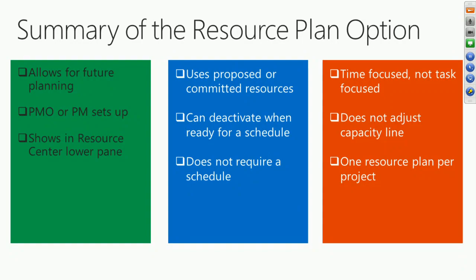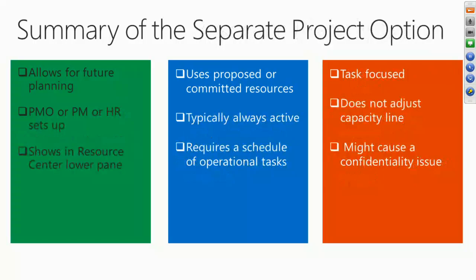So the resource plan option, here's a quick summary slide. Remember, this one is time-focused. That is a big difference from the project plan option. Typically, the project manager sets this up. Remember, one of the benefits is you get those details in the lower pane of the resource center. Versus the separate project that you might do, that's task-focused. One of the things that we had with customers, warning, it could cause a confidentiality issue, but one of the positives is it's in the lower pane. You can flip proposed versus committed resources at the project level and at the task level if you need to. So it's got some extra value adds.